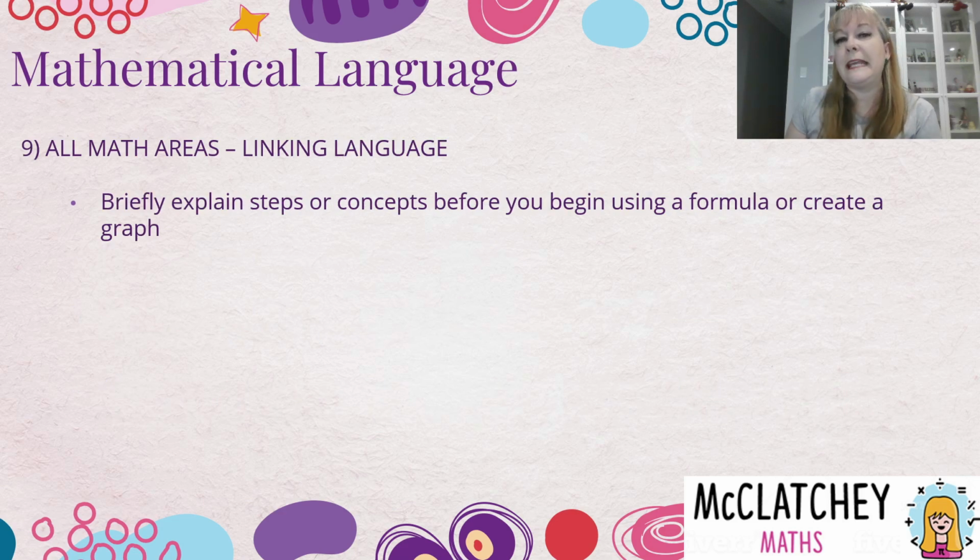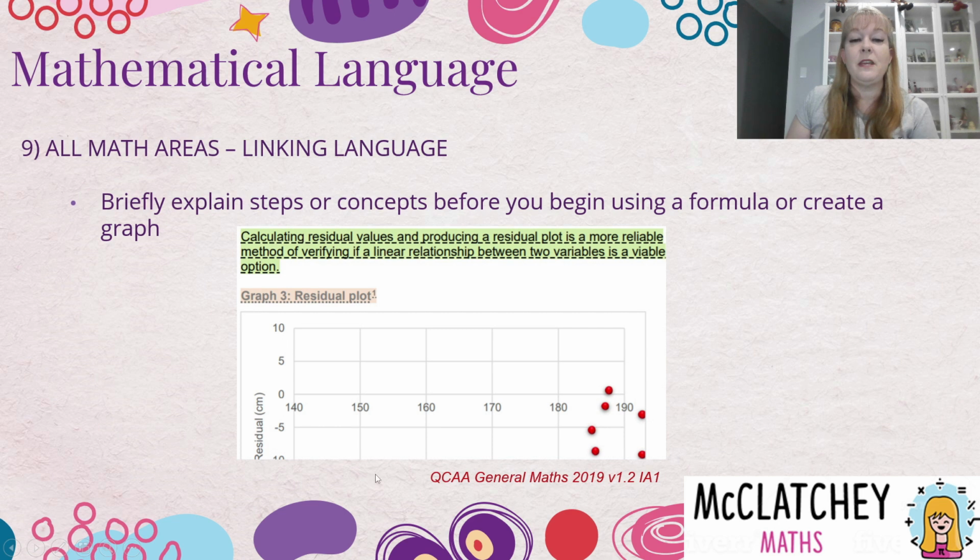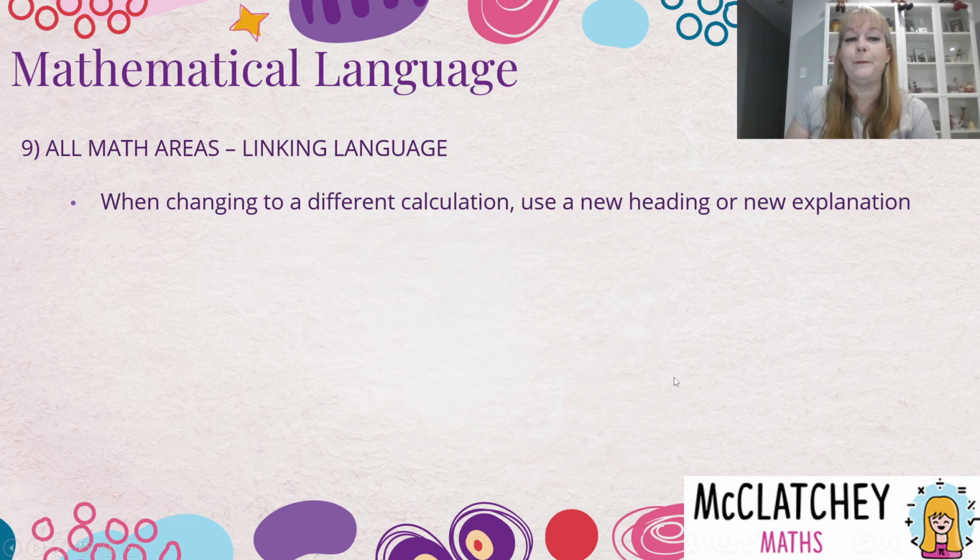We also need to use linking language. This is part of mathematical language for all maths topics. So we do a brief explanation or a few words to describe the formula or to describe the graph that we're about to create. For example, here in the QCAA's exemplar, they've explained very briefly why they're doing a residual plot. So they're linking that to the concept that they're about to talk about.